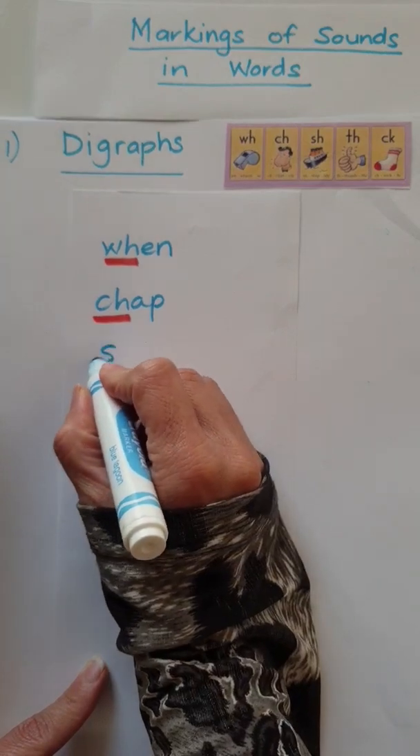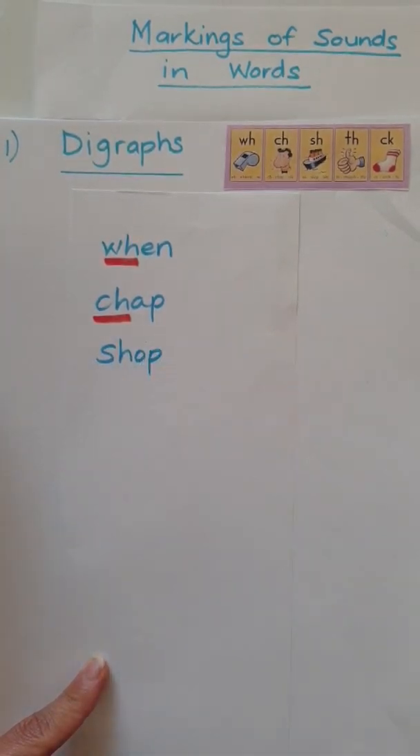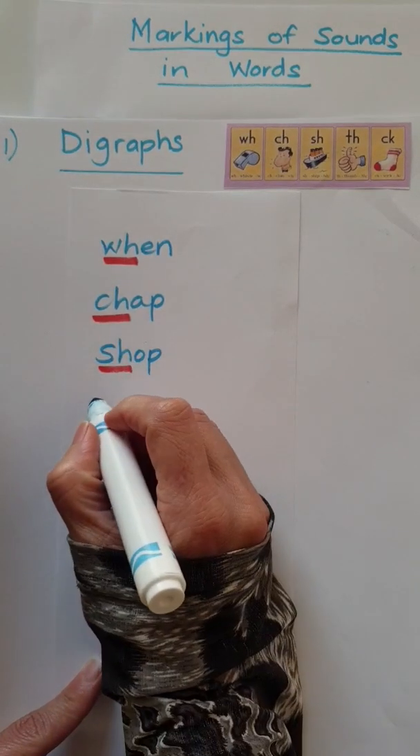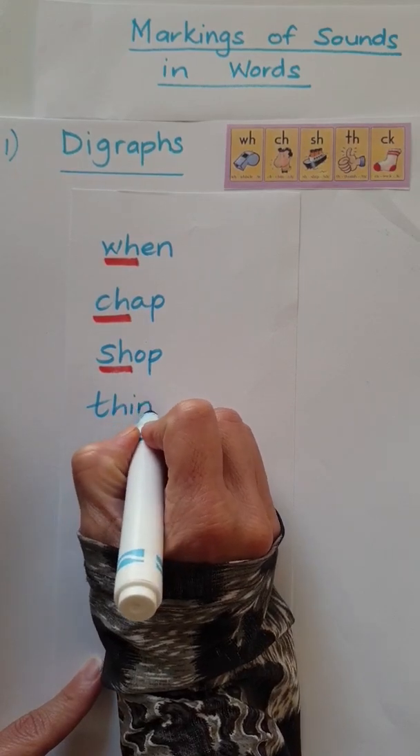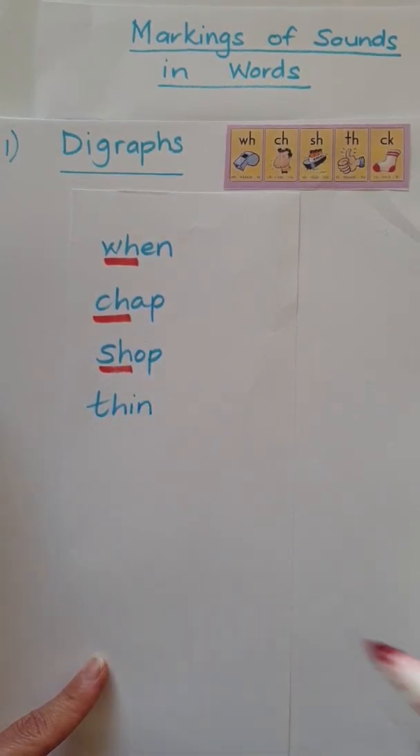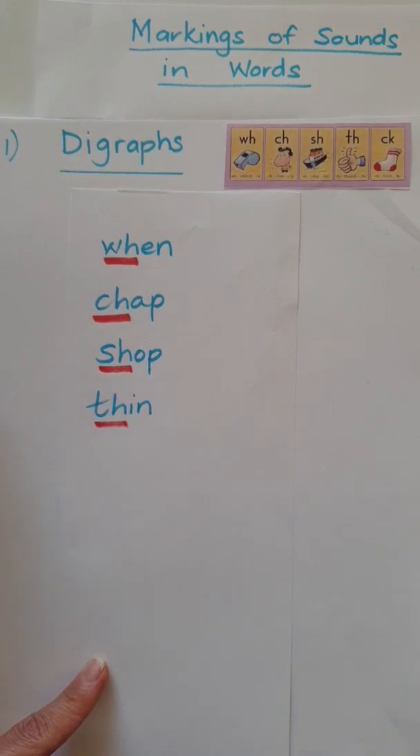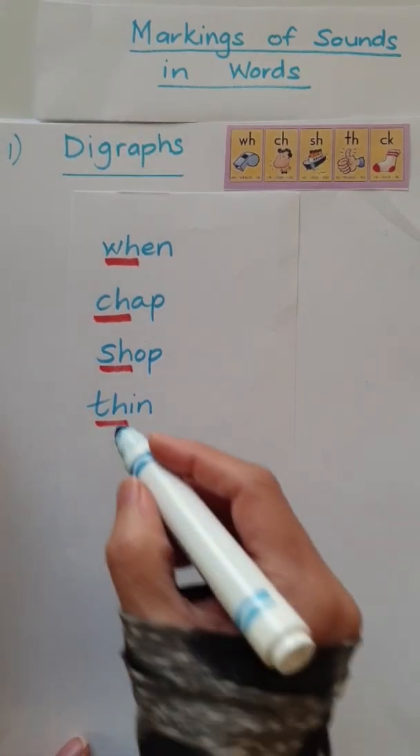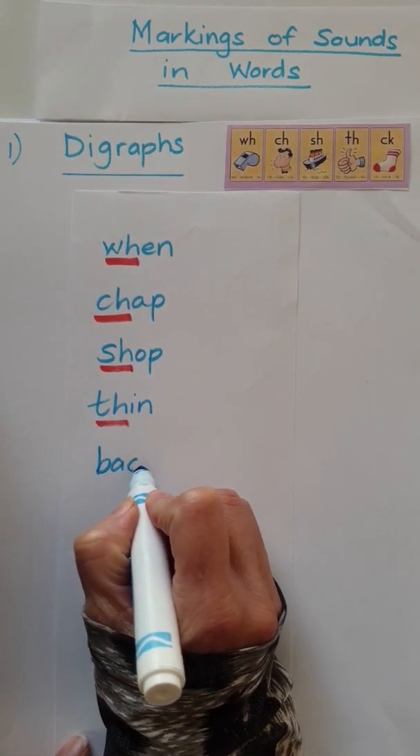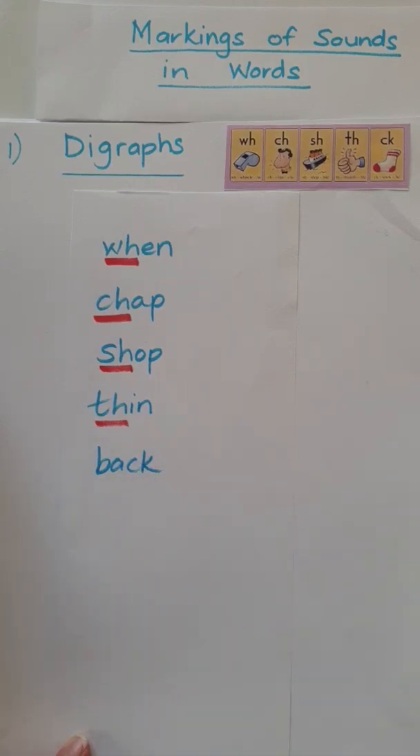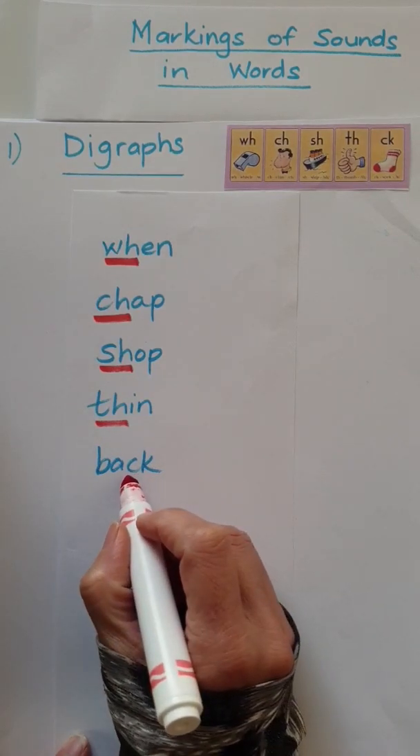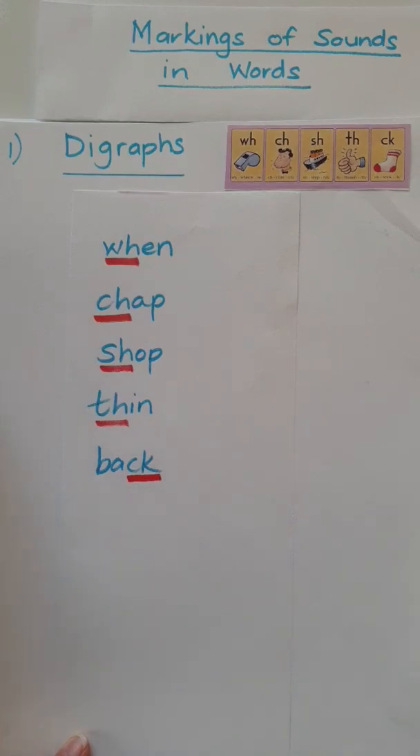Our next example is shop. We're going to underline the digraph, which is a sh sound. We are now going to look at our next example, which is thin. And we know that our digraph in thin is a th sound. And our next example is the word back. And the digraph in the word back is the k sound. And we're going to underline the k sound. And this is how we mark words with digraphs.